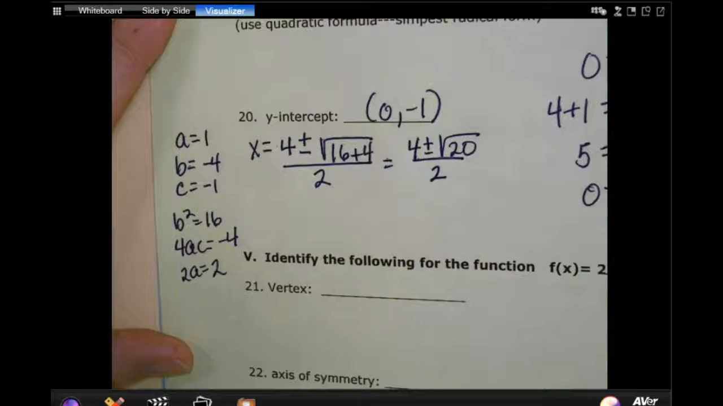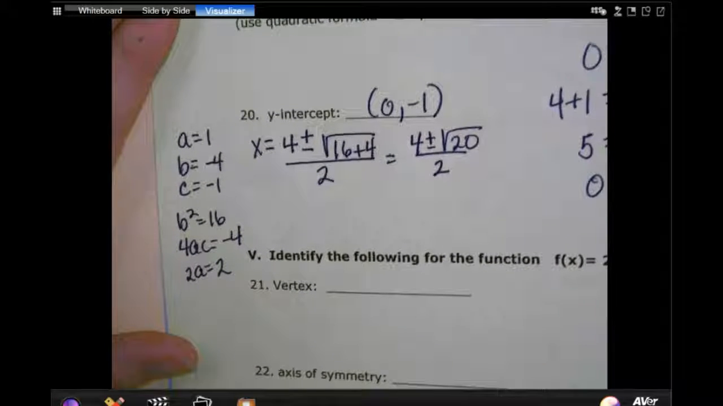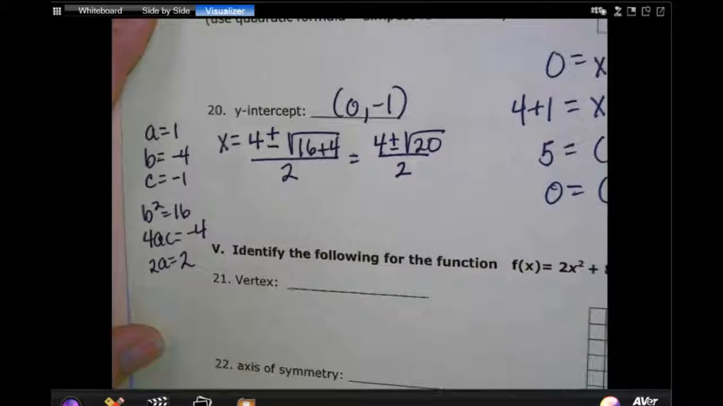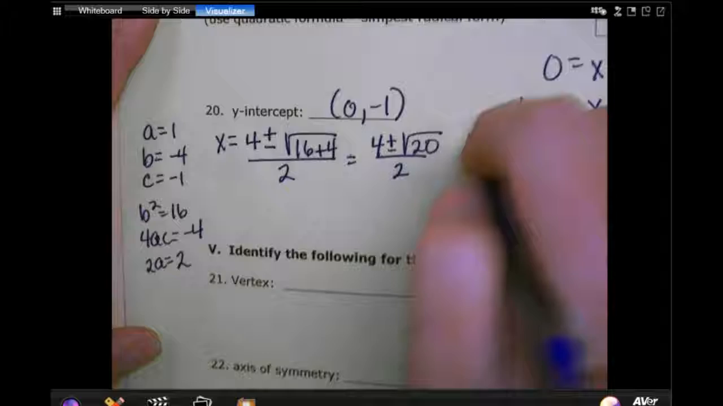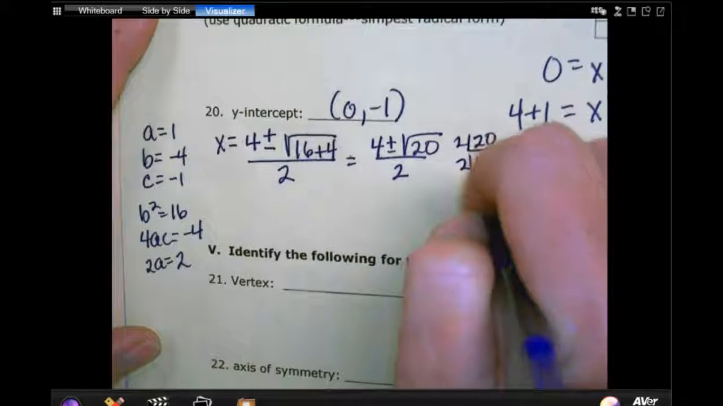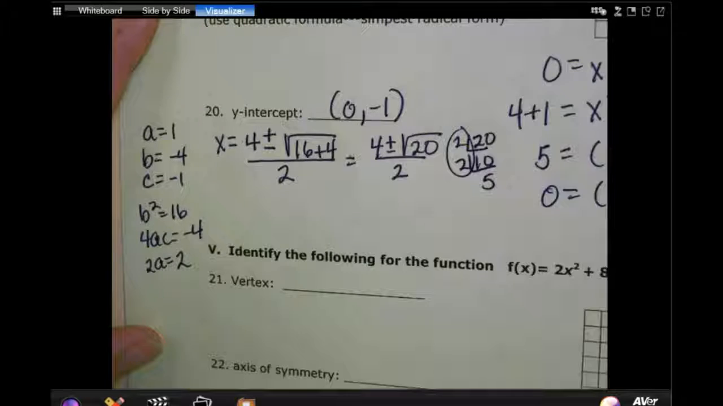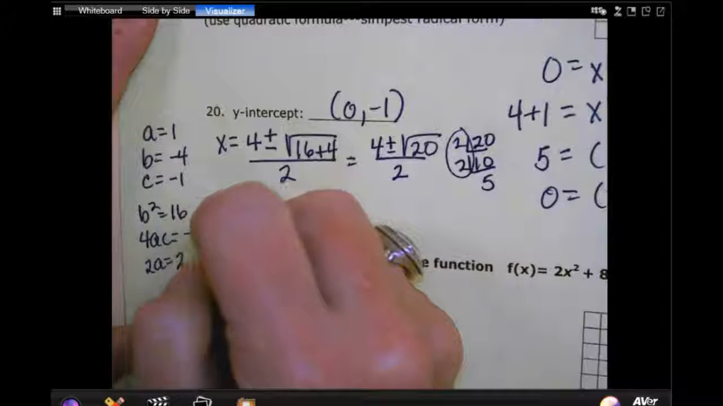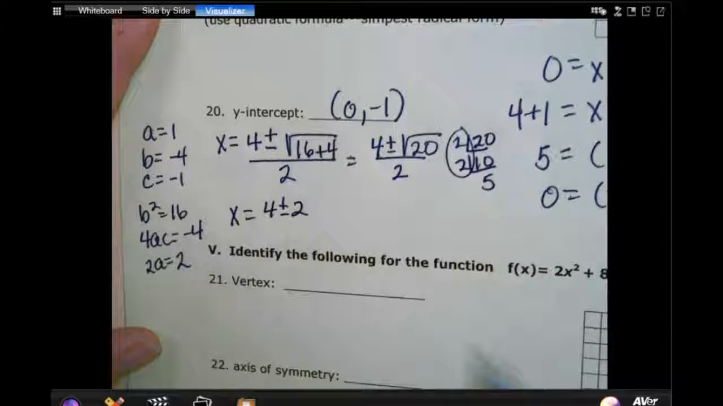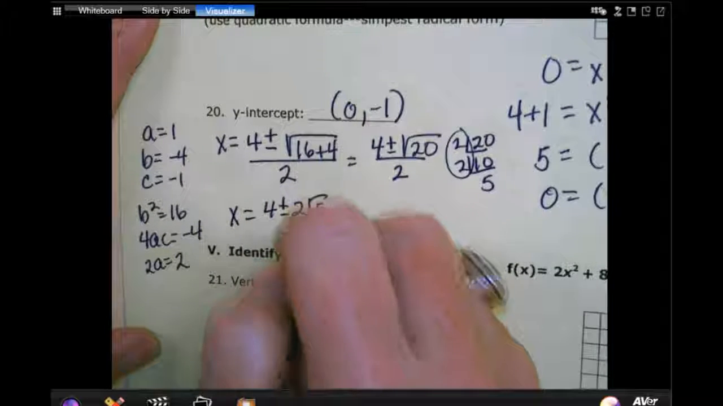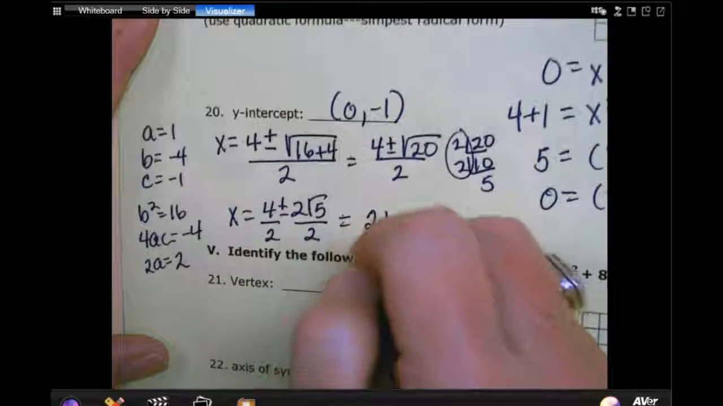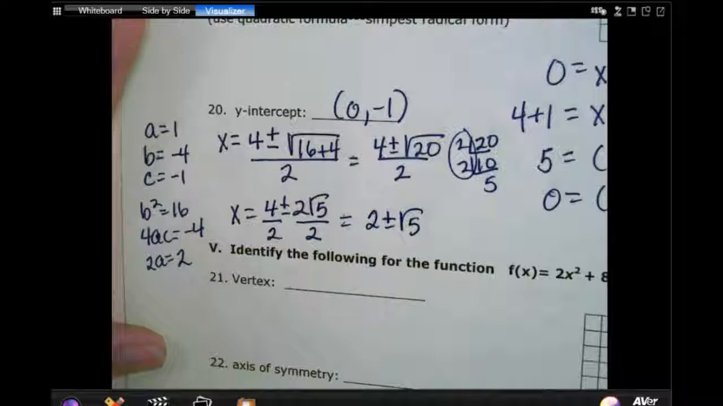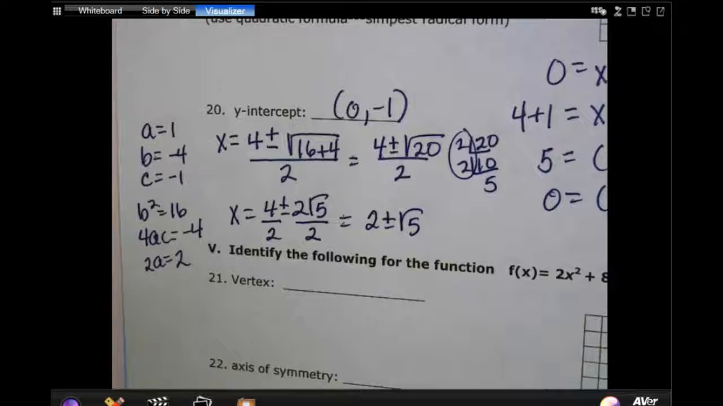So this is what I get. 4 plus or minus the square root of 20. There is more. What is it, Cardarius? Simplify the 20 first. Twos. And so when I reduce it, I get 2 plus or minus the square root of 5.